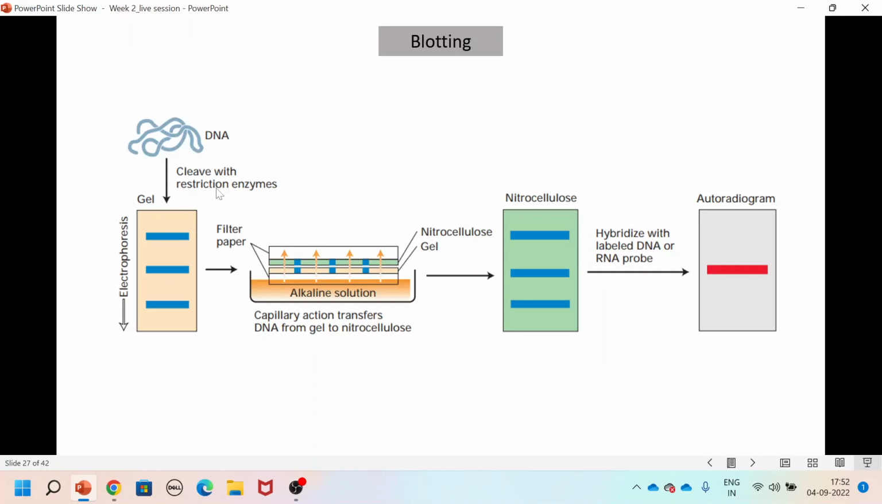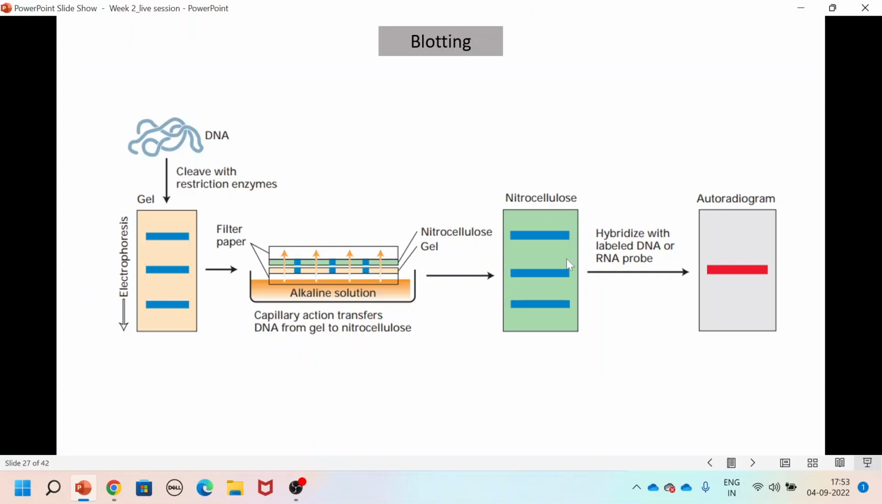So the DNA is firstly cleaved with the restriction enzyme and is run in an electrophoresis gel. And based on the molecular weight, the DNA gets separated on the electrophoresis gel. These bands of the DNA are then transferred to the nitrocellulose membrane with the help of capillary action. So this capillary action helps in the transferring of the bands from the gels to the nitrocellulose membrane.